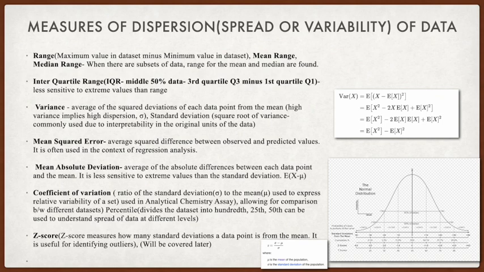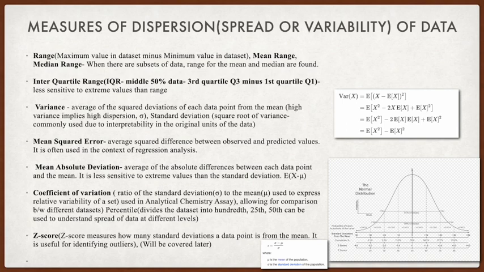Interquartile range means the middle 50% of the data. I explained interquartile range previously, a couple of minutes back. Variance is the average of the squared deviations of each data point from the mean, and the formula for variance is shown here on the right side. Standard deviation is most commonly used because it gives interpretability of the data in the original units of the data. It is the square root of variance.